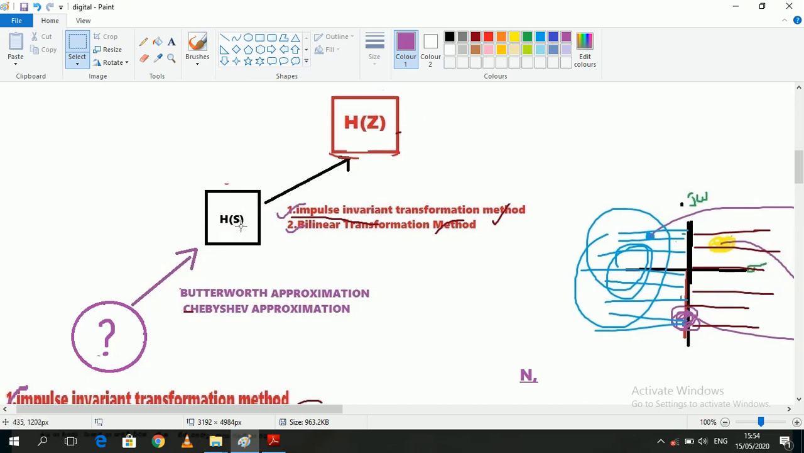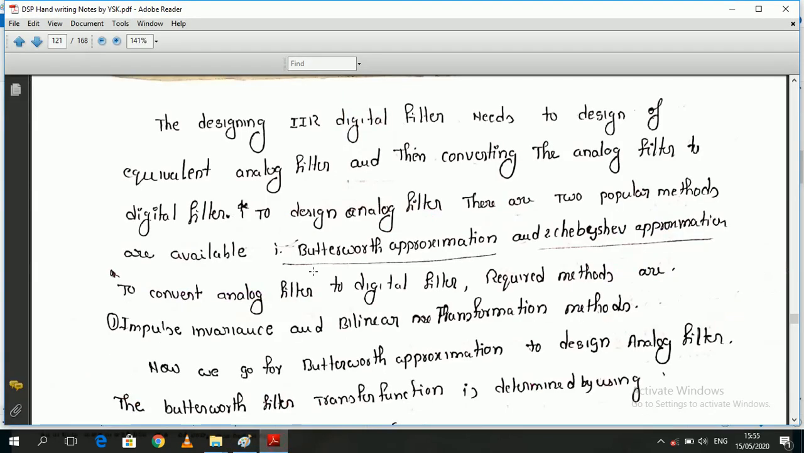But how can you design an analog filter from this question mark? Instead of question mark, there are two parameters. I will explain later; you will get to know that. So the concept of Butterworth approximation and Chebyshev approximation: by using these approximation methods, we can design an analog filter from this question mark. But what is the question mark? Let's see, will that suspense. Let's dive into the topic.